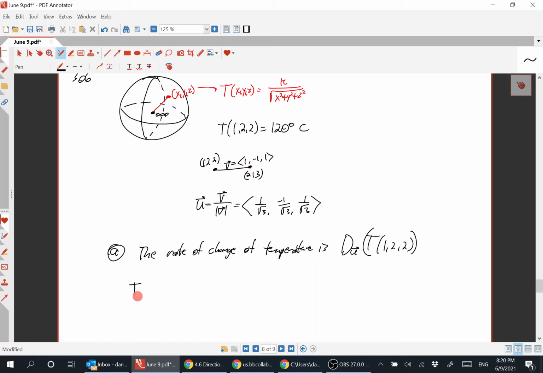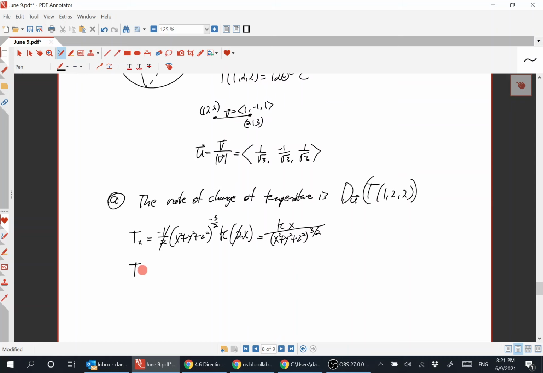So the partial derivative of T with respect to x. So this is k times (x squared plus y squared plus z squared) to the negative 1/2. So the derivative is negative 1/2 times (x squared plus y squared plus z squared) to the negative 3/2 times k times the derivative of the inside, 2x. So the 2 and the negative 1/2 cancel. So this becomes negative kx over (x squared plus y squared plus z squared) to the 3/2.